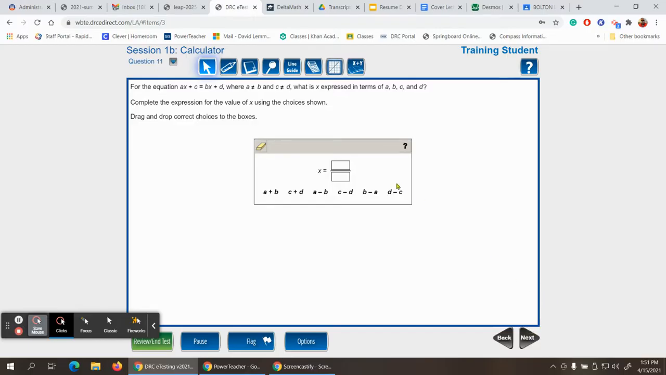Move that forward. So I have a function here of ax plus c equals bx plus d. A cannot equal b, c cannot equal d. What is x expressed in terms of a, b, c, and d? So this is just manipulating this formula. Ax plus c equals bx plus d.